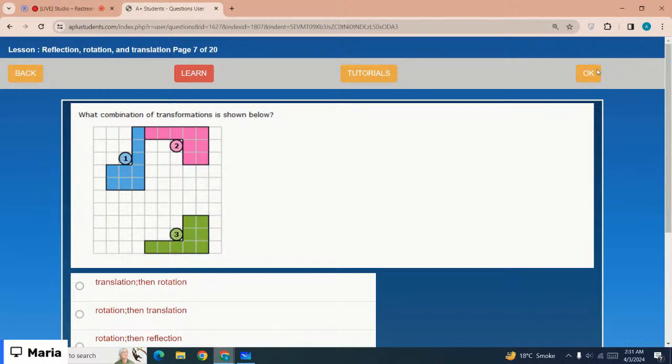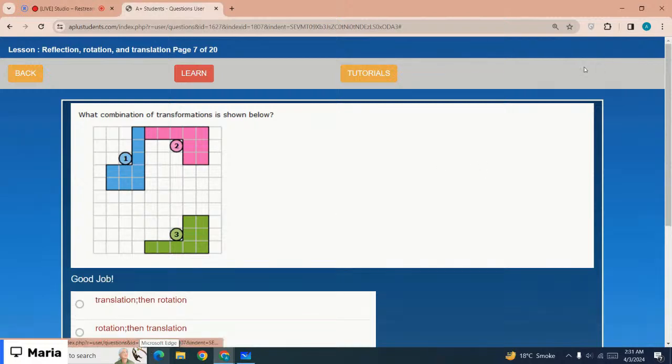What combination of transformations is shown below? 1 to 2 is a rotation, and 2 to 3 is a translation. That is the second one, rotation and then translation. How about the third? Yes, 3 is also the mirror image of 2. That is rotation and then reflection. Very good. That is rotation and then reflection. Very good, everyone.